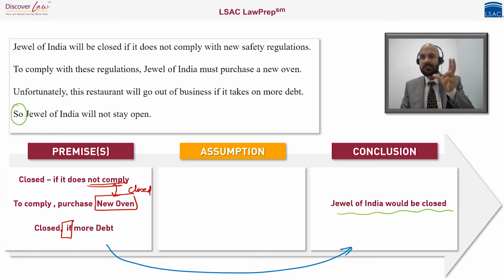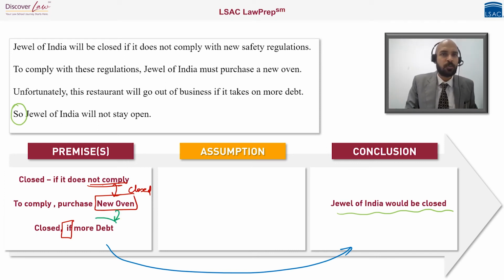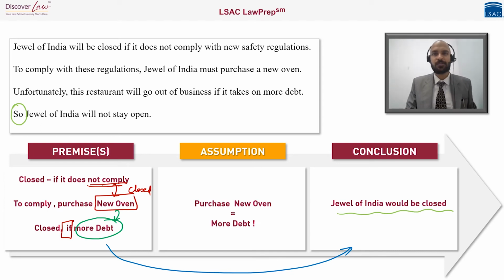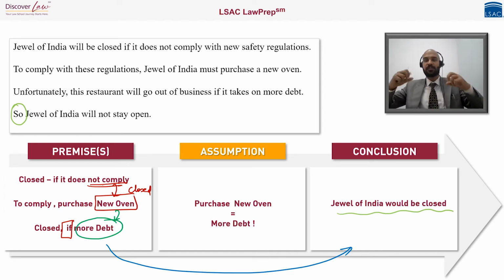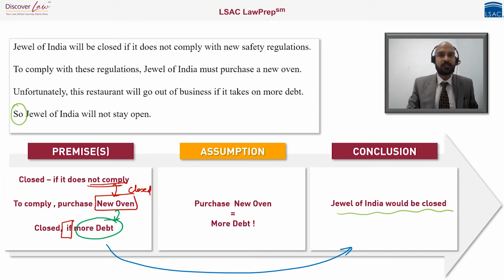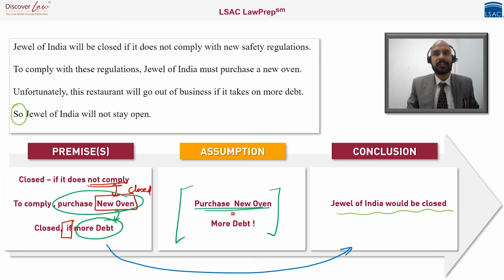Which means that you can see here that something is needed to link this oven to more debt. As you can see, think of it as a chain here and a chain here. You need one link in between to join these. As you can see, the assumption is that purchasing the new oven will result in more debt.